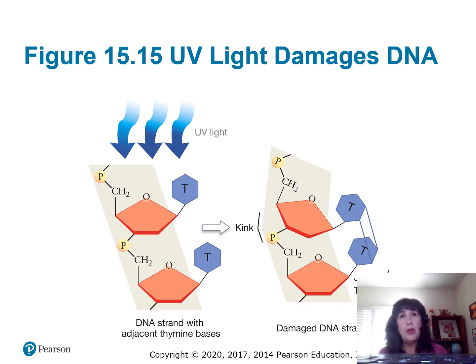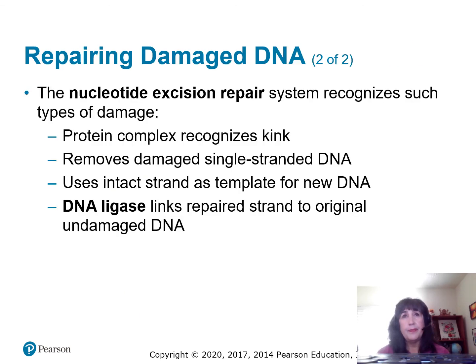So here we see UV light damage coming in, and we see two thymines on the same strand, and instead of binding to another base on the opposite strand, they're binding to each other, forming a kink. The nucleotide excision repair system recognizes these kinks. It takes out the kink and replaces it with nucleotides that are not damaged. And then DNA ligase links the repaired strands to the original undamaged DNA.